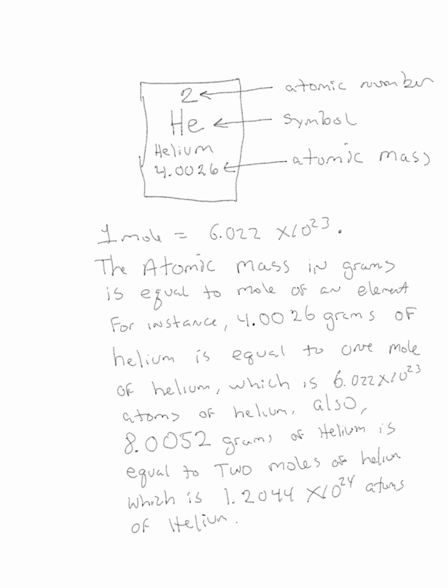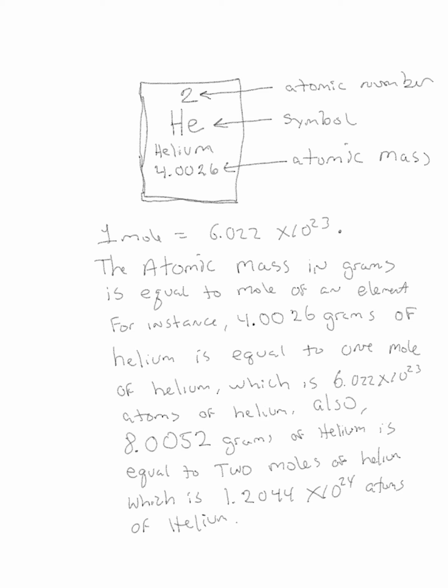If we look at the periodic table, for instance, I drew a box here that would represent helium on the periodic table. You'll have the atomic number, which is the number of protons, the symbol of the element, the name of the element, so the name is helium, and then the atomic mass, 4.0026. That's the atomic mass of helium.